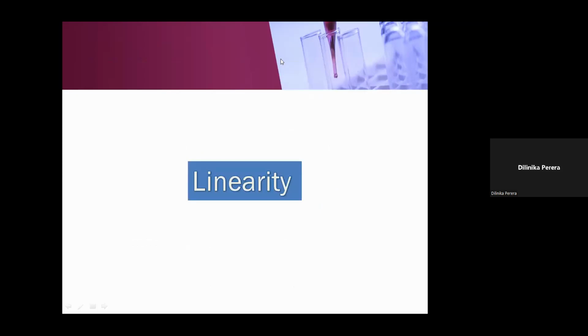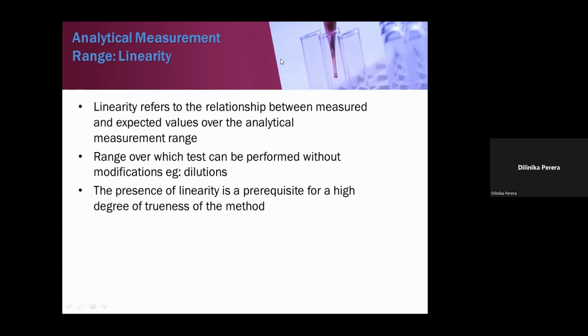So we are moving to linearity. Linearity, or analytical measurement range, is the relationship between the measured and expected value over the analytical measurement range. Ideally, the test should be performable without any modifications, for example, without dilutions. That is very important for a high degree of trueness of the method.